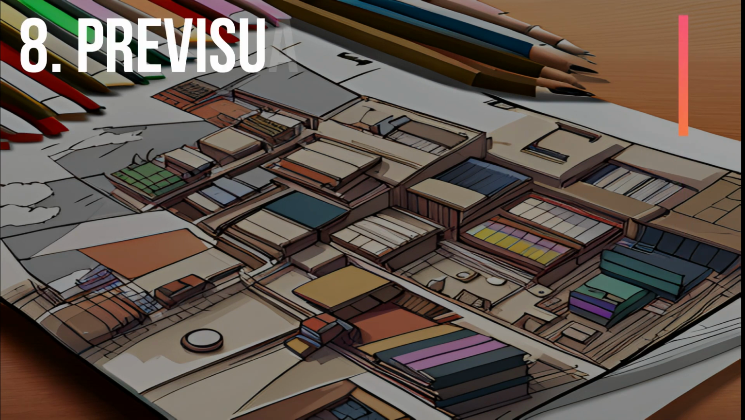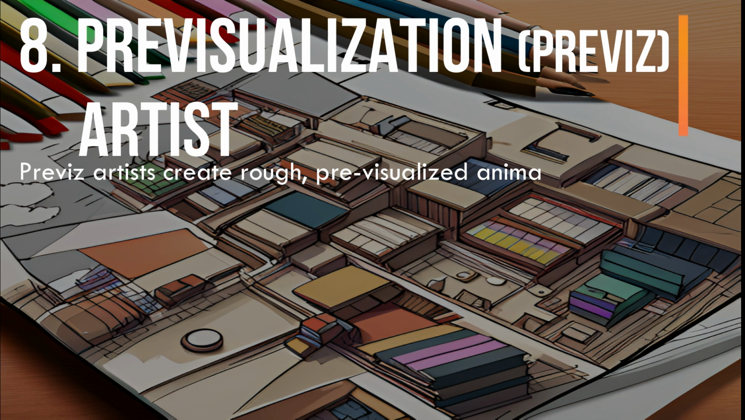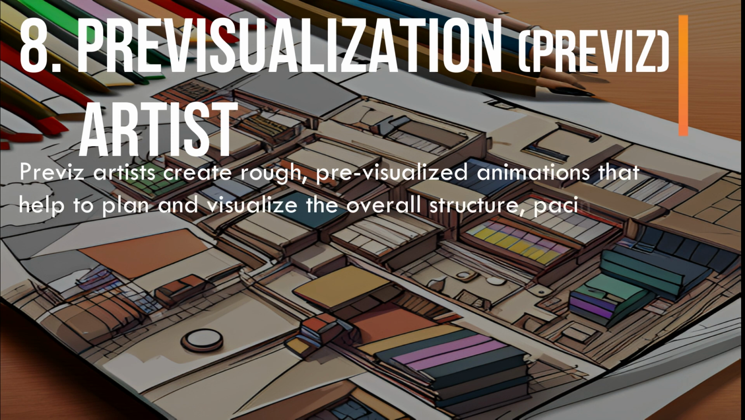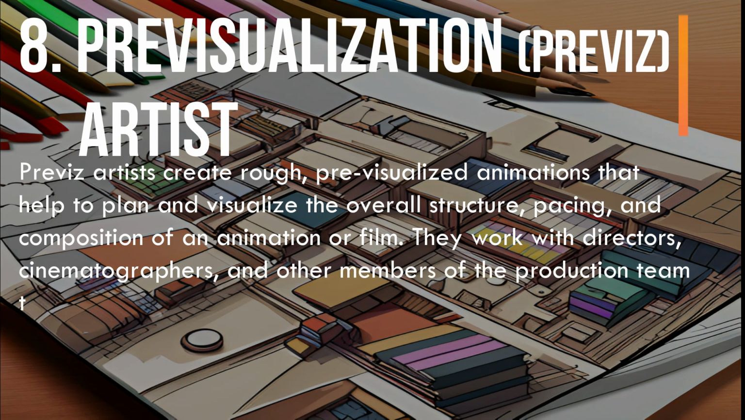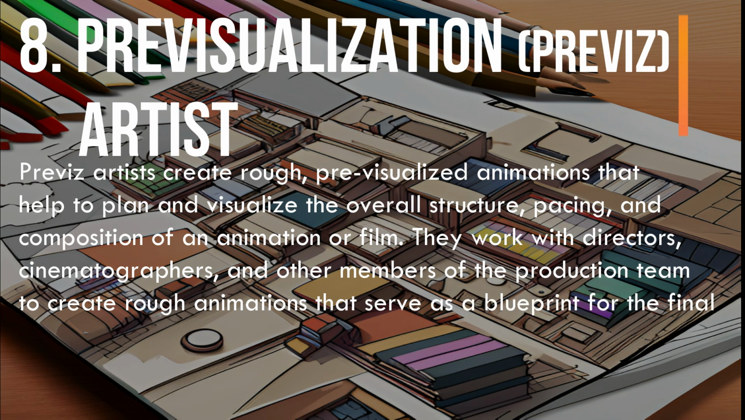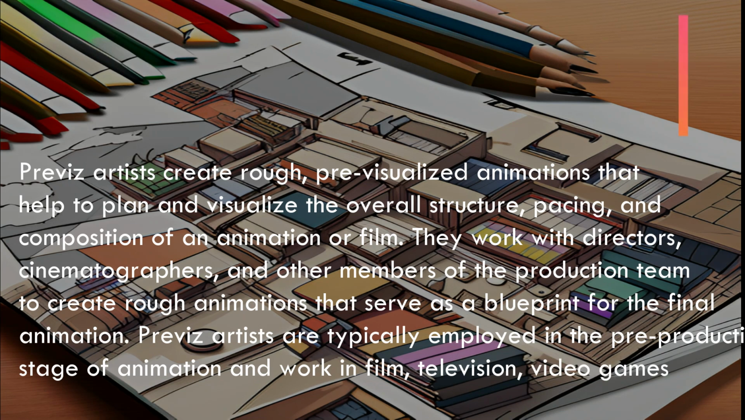8. Previsualization. Previs artist. Previs artists create rough, pre-visualized animations that help to plan and visualize the overall structure, pacing, and composition of an animation or film. They work with directors, cinematographers, and other members of the production team to create rough animations that serve as a blueprint for the final animation. Previs artists are typically employed in the pre-production stage of animation and work in film, television, video games, and other industries.